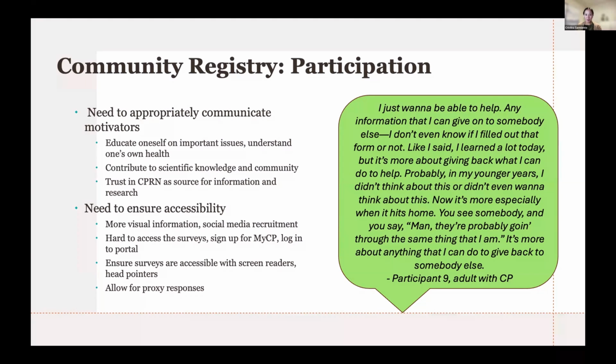This quote comes from an adult with CP who participated, and they shared, "I just want to be able to help. Any information that I can give on to somebody else. I don't even know if I filled out that form or not. Like I said, I learned a lot today, but it's more about giving back what I can to help. Probably in my younger years, I didn't think about this or didn't even want to think about this. Now it's more, especially when it hits home. You see somebody and you say, man, they're probably going through the same thing that I am. It's more about anything that I can do to give back to somebody else."